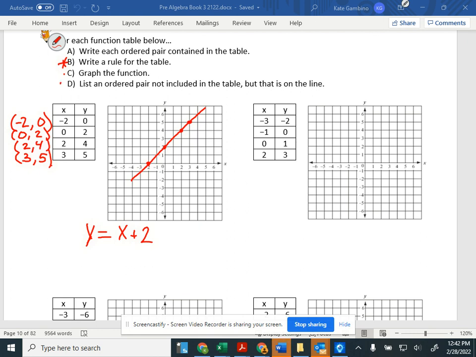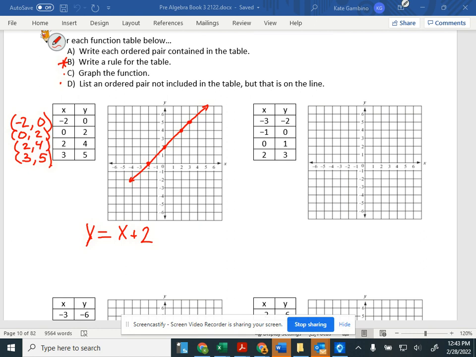Now it says list an ordered pair not included in the table, but will be on the line. Now this is a line, not a segment, so I'm going to do that. Who can tell me how I would find an ordered pair that would be on the line, but isn't written already? How could I do that, Chase? You could add 1 to y and x, because it's 2 above it, so it's 2 above x.